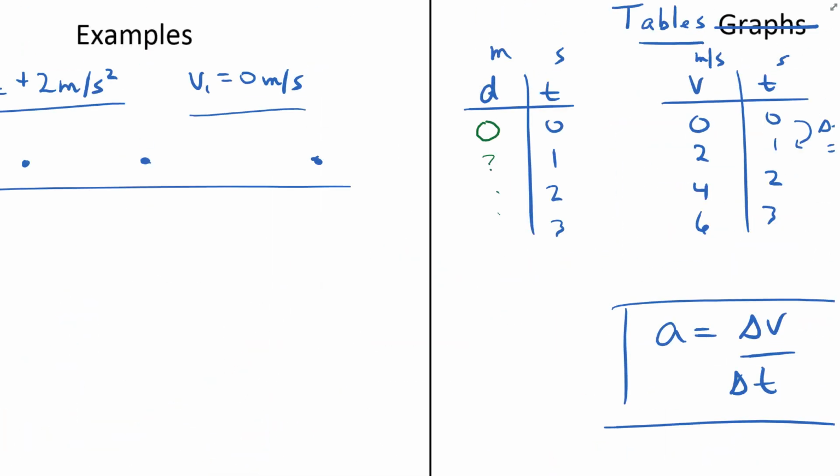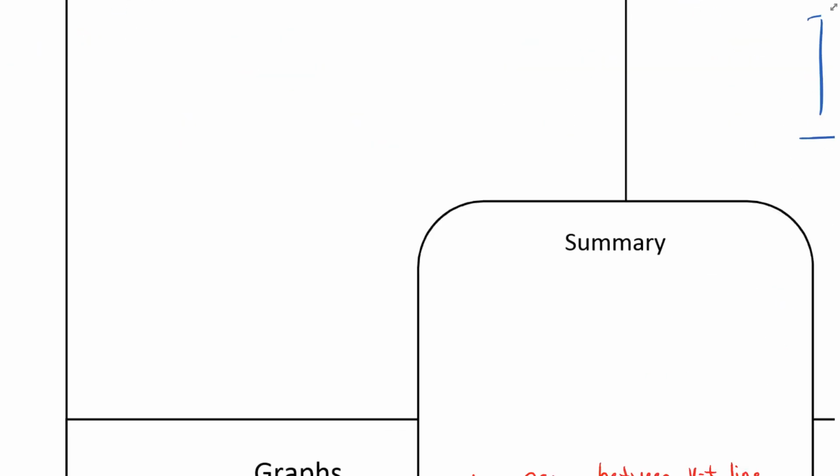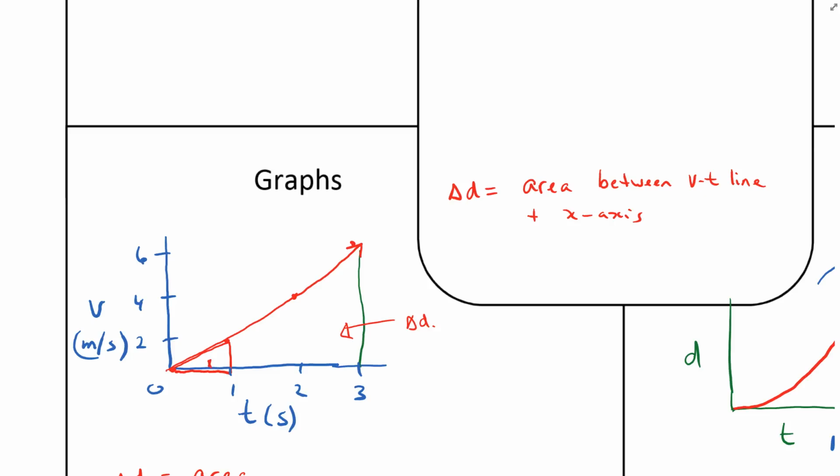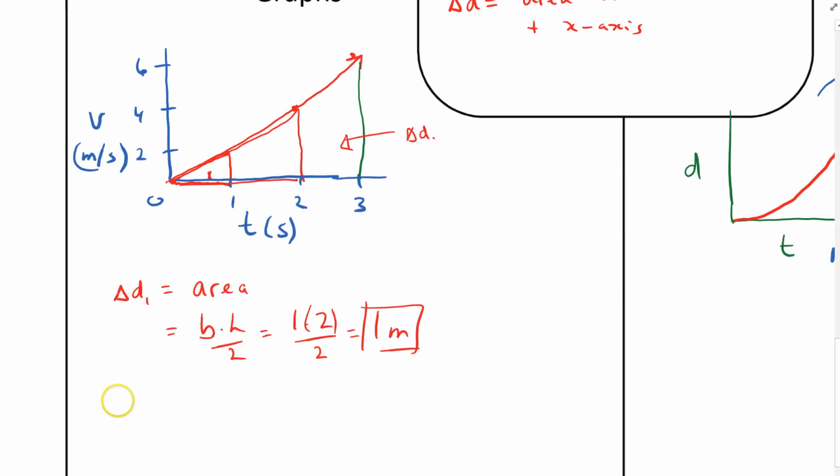So I can put my value here instead of my question mark. I can say it's gone 1. How about after 2 seconds? So now I'll do a new triangle, and our new triangle is this one, this larger one over here, and I can say, well, delta D2 is equal to this second area, and again it's base times height divided by 2. In this case, the base will be 2, the height will be 4 divided by 2, so these 2's cancel out and I get 4 meters.